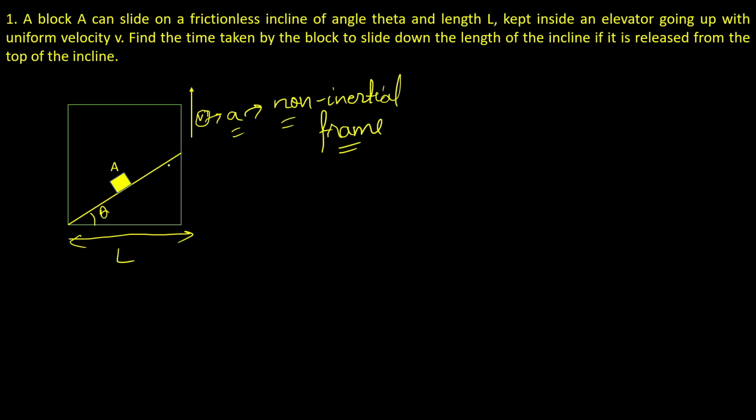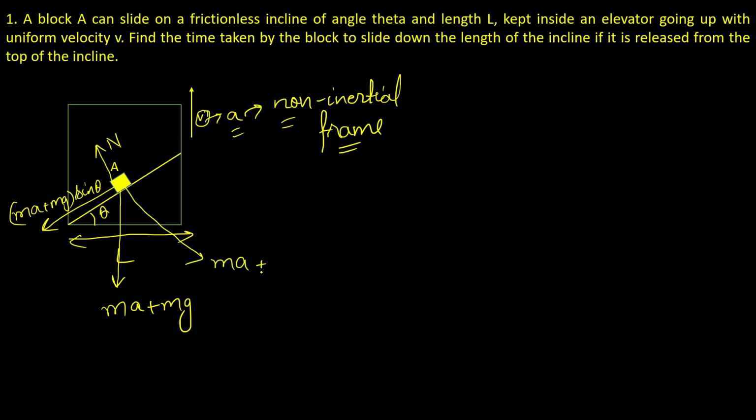Since it is accelerating upward, I have to give a force, say ma in this direction, mass of this particle times acceleration of the lift, and the other force is mg, that is obvious in this direction, and this is again the normal force. Let me divide these into components. We can directly write ma plus mg sine theta in this direction, and in this direction ma plus mg cos theta. We don't have to do anything with this normal because there is no friction involved.